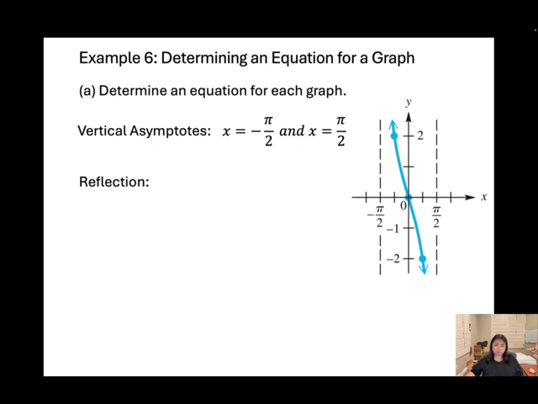Reflection. For this one, you could think about it: when the asymptotes are negative pi over 2 and pi over 2, I could think the graph is y equal to tangent x. However, the graph is decreasing from left to right, while tangent x is supposed to be increasing from left to right. So we do have a reflection here, and I could guess the graph is y equal to negative tangent x.